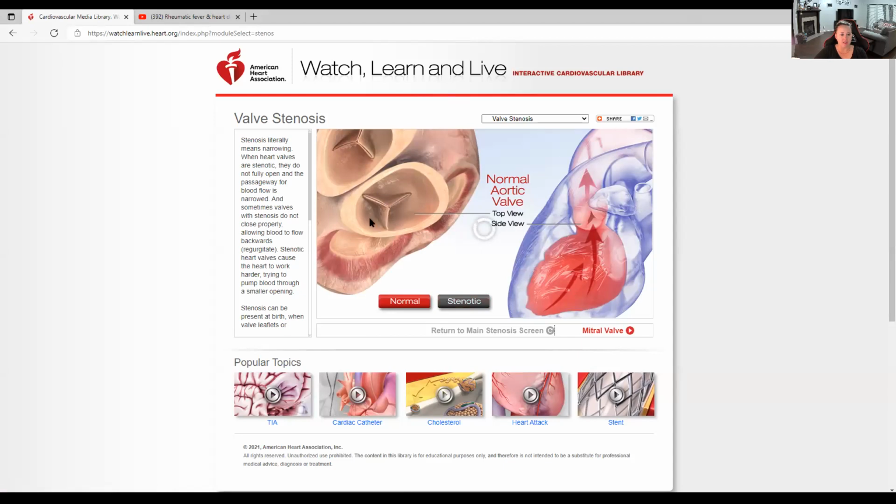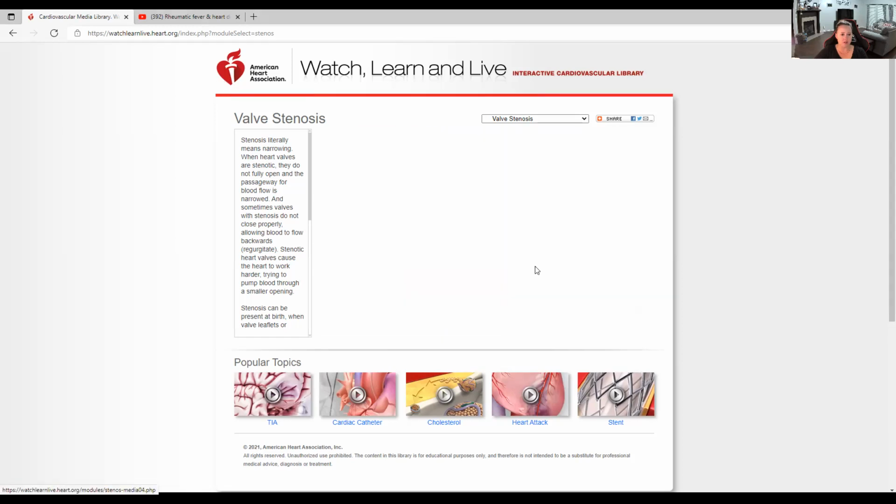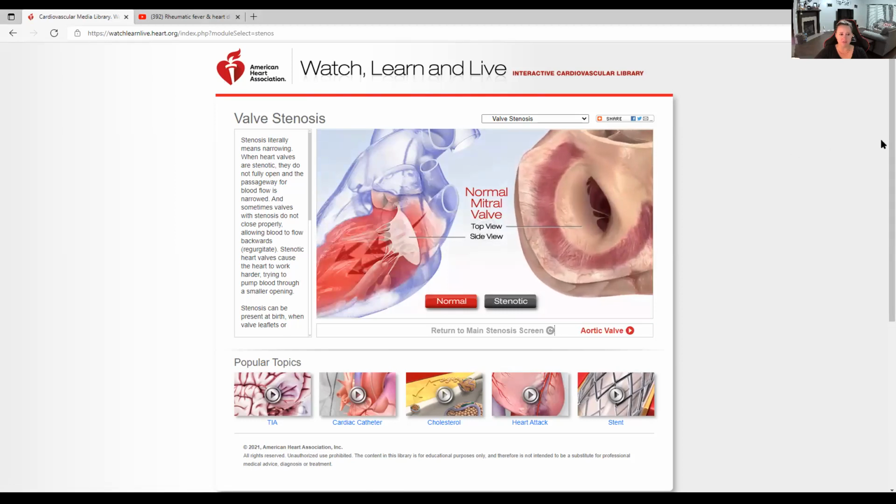So here you can see what a nice normal aortic valve looks like. Okay, we got our 3 little leaflets. We've got nice kind of elastic type tissue. And if my internet's going to work properly, I should show you what this looks like. Let's try mitral. Okay, here's the mitral valve. So here's what a normal valve looks like.